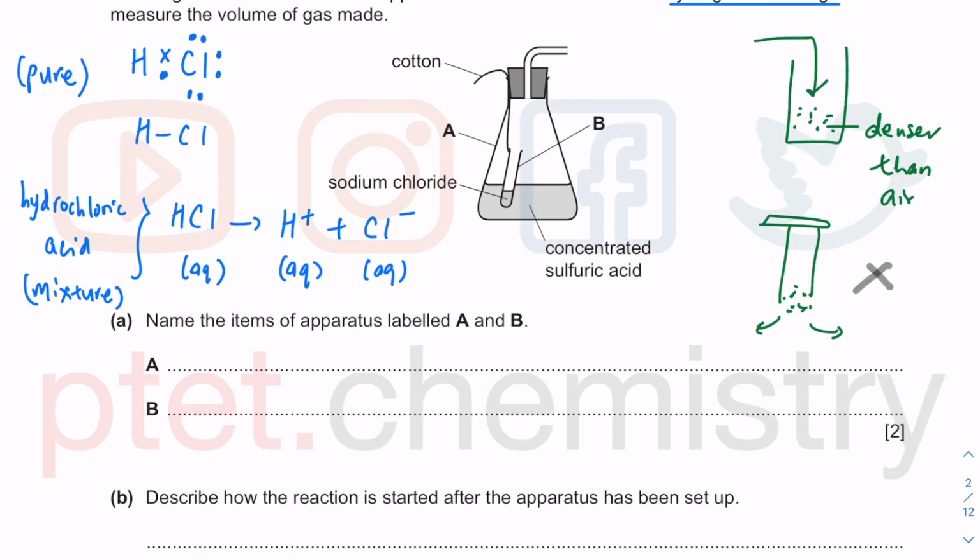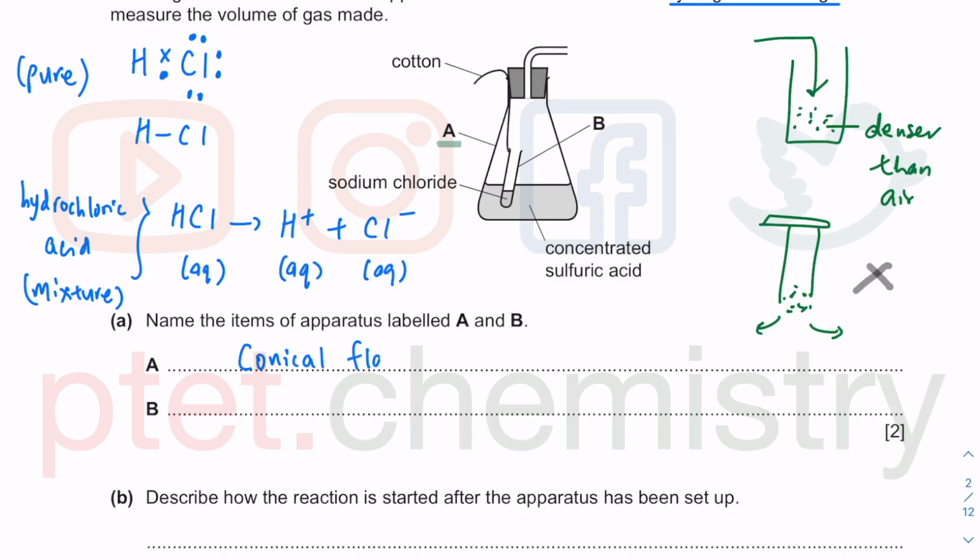Anyway, in the actual alternative to practical, we are more concerned about the questions as well as the practical techniques. So let's just get started. Name the items of apparatus. So apparatus A is nice and easy. Apparatus A is just this container, and this is what you call the conical flask.